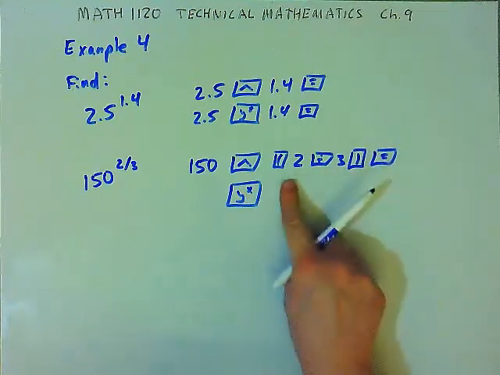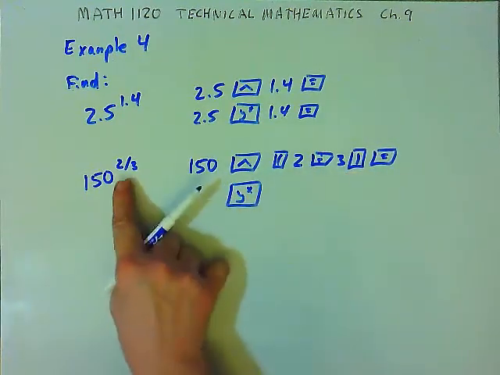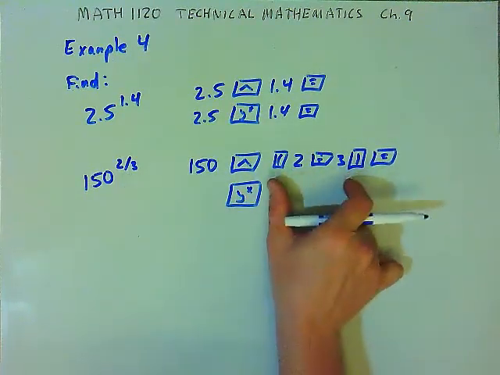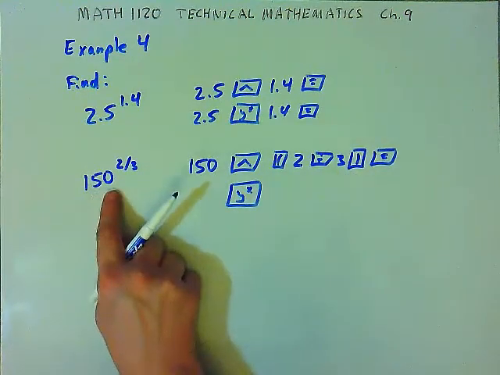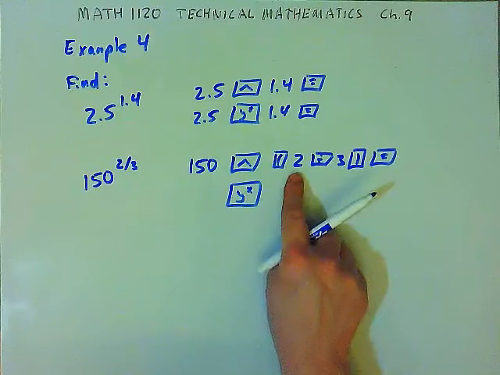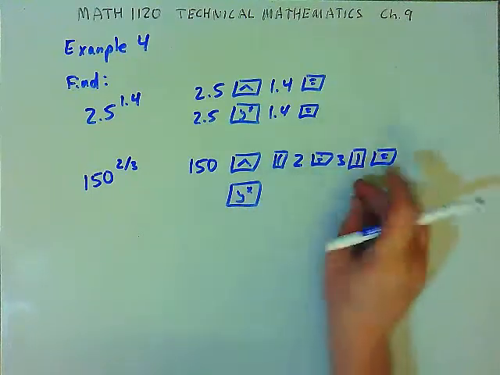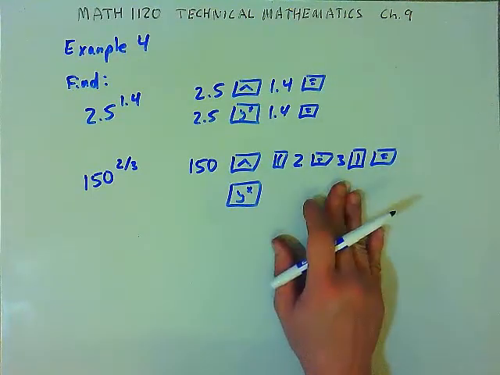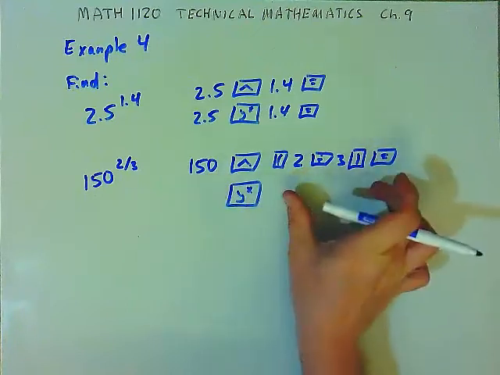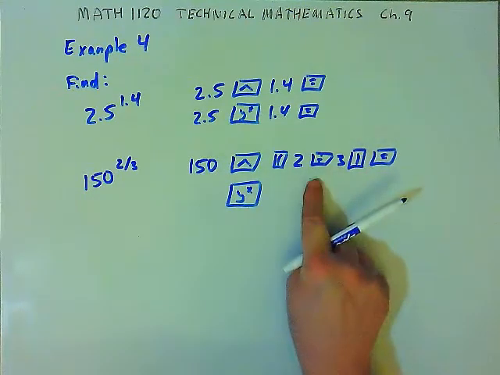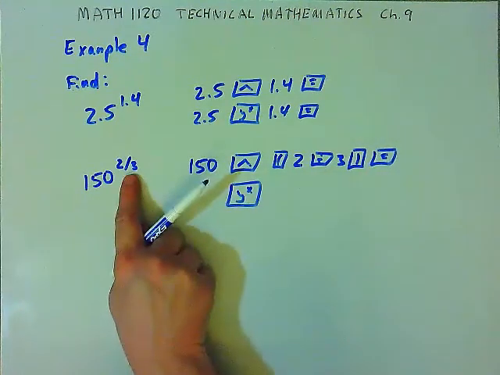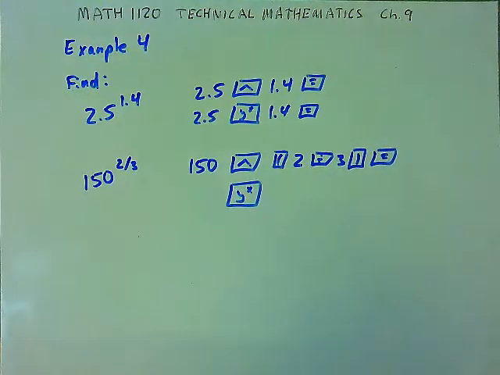And so it's really important here to make sure that this exponent being a fraction, in your calculator you put that in parentheses. Otherwise your calculator may think that you want 150 just to the second power, and then whatever that answer is, divide by 3, which is not what we want, right? We want 150 raised to this entire power. So make sure that if your exponent is a fraction, you enter that fraction in a set of parentheses.